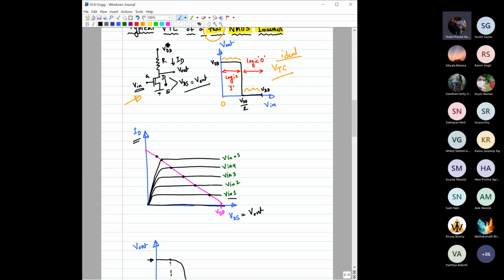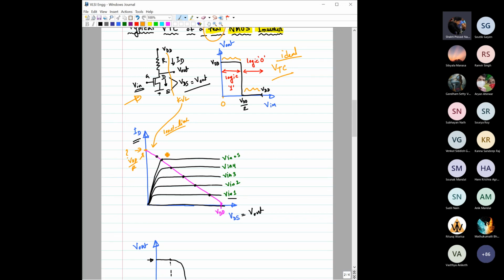Then you can also write a KVL along this, which will give you nothing but this load line. So draw the load line here. You know what the voltage is; I'm not writing it here. Now, can you tell me what the current value at this point will be? VDD by R. Right. So this is the load line.